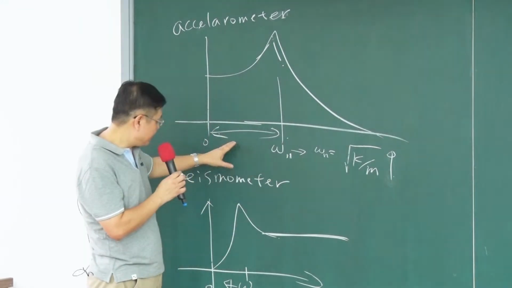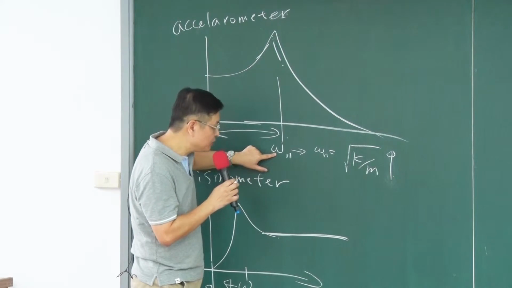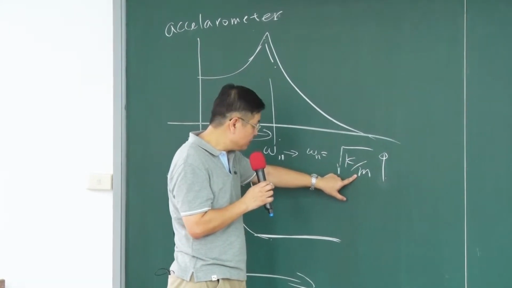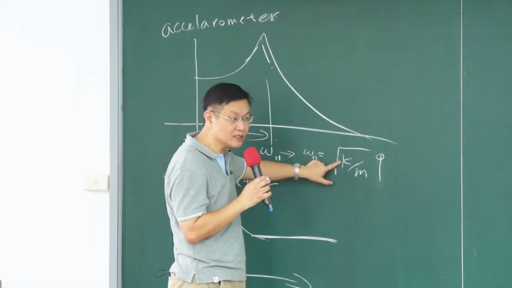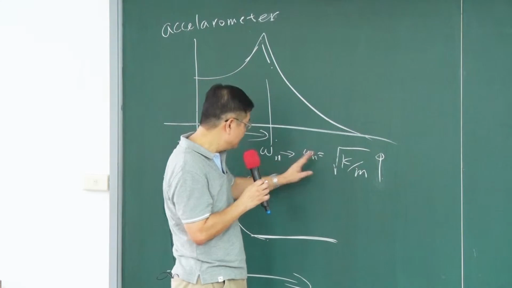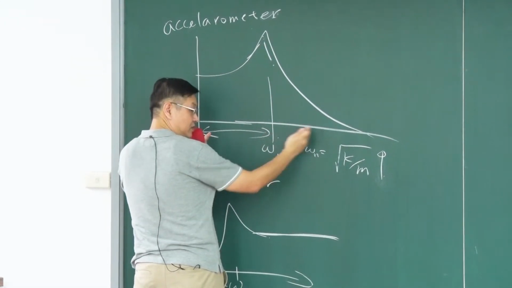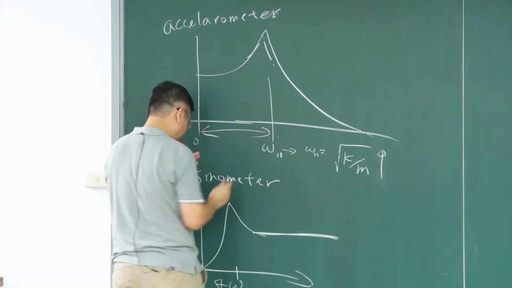In order to have a high frequency response, we need to increase the omega n. How to increase omega n? Because omega n equals square root of k over m, right? So you need to try to reduce the mass or increase the spring constant, okay? In order to have a larger frequency response range, not dynamic range, frequency response range.